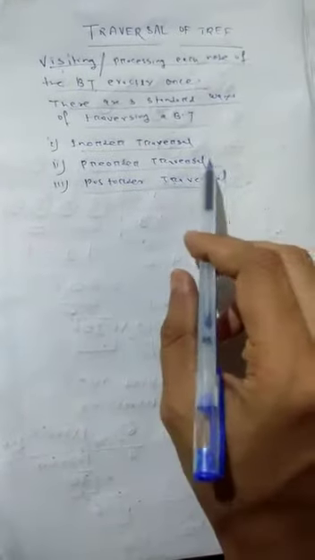Other traversals also exist, but the three standard types are in-order traversal, pre-order traversal and post-order traversal. These are the standard three types of traversal in your course. Then we go one by one.